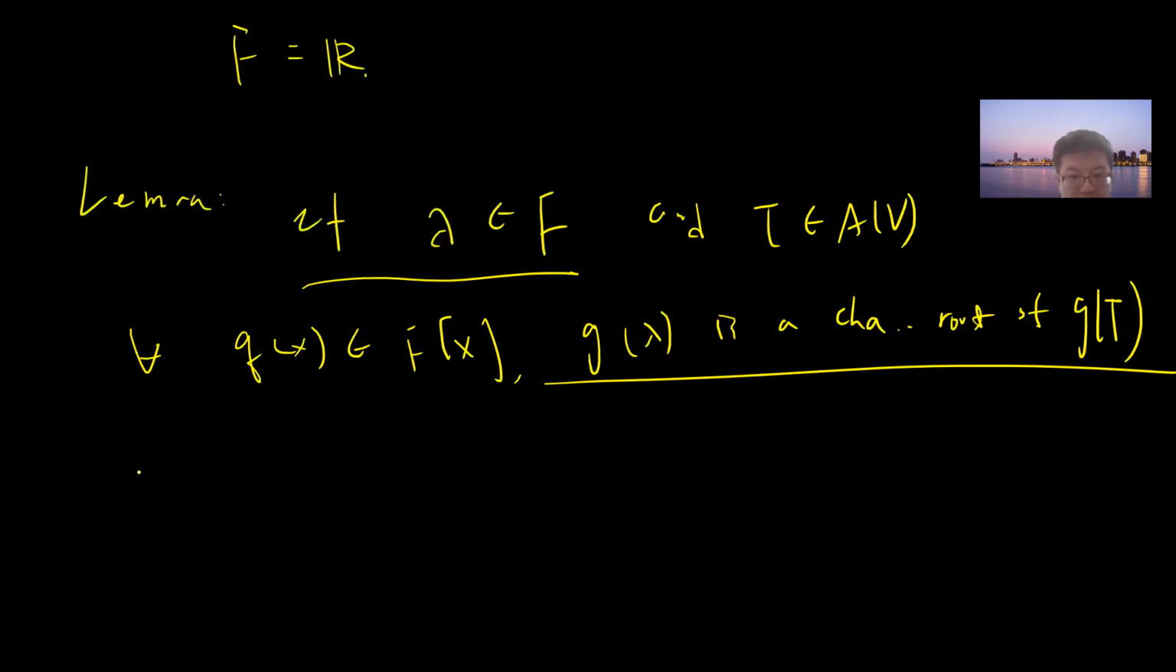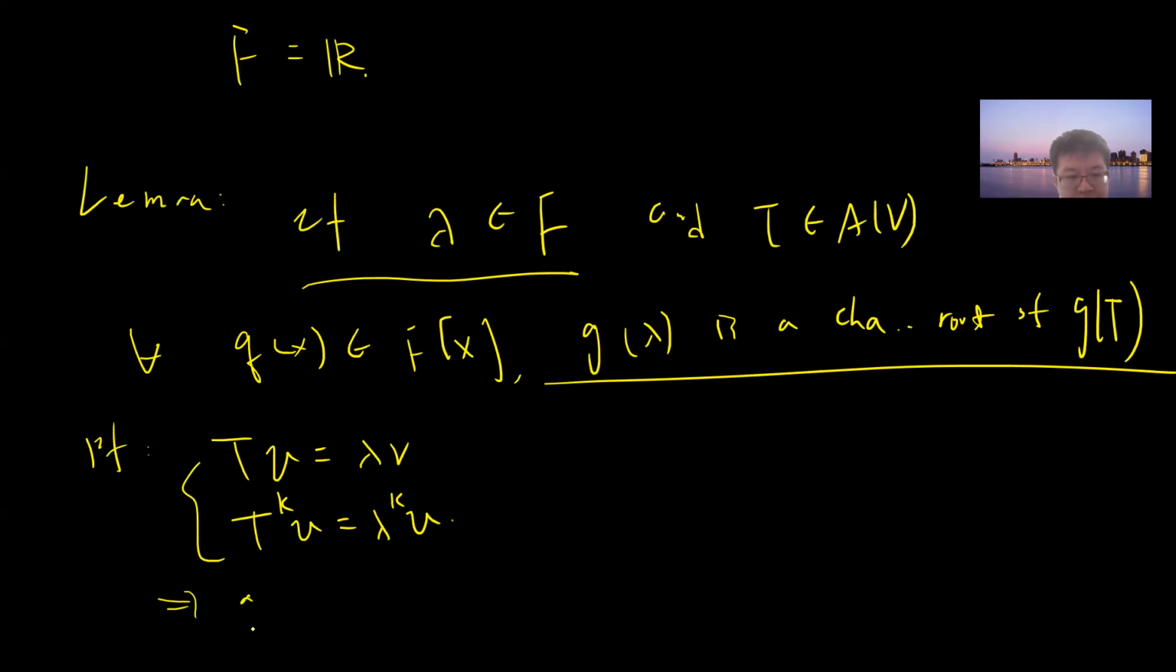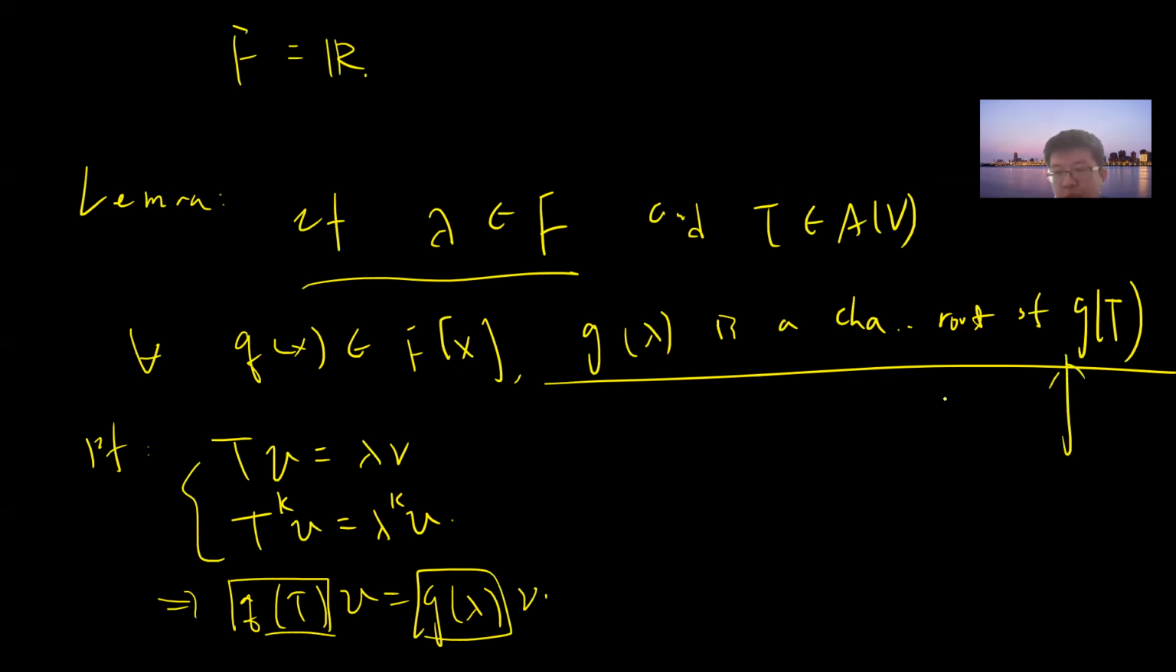Okay, so this is trivial, right? Proof: if Tv is lambda v, obviously T^k v is basically lambda^k v, right? So combining all this, you get that q(T)v, for any polynomial q, is basically q(lambda)v, right? So q(lambda) is the characteristic root of q(T). You should view this q(T) as a polynomial of T. As I say, once you admit that L(V) is an algebra, then the polynomial of T looks natural.